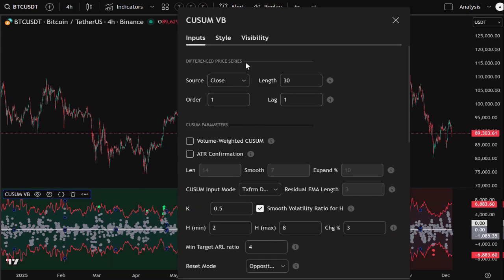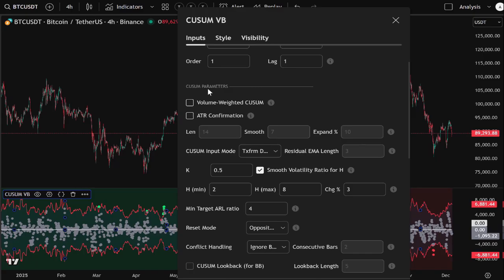You'll see the difference price series section. This is the difference in price from the previous bar, which transforms the data to a stationary series in order to process it on the CUSUM control chart. Then you have the CUSUM parameters.